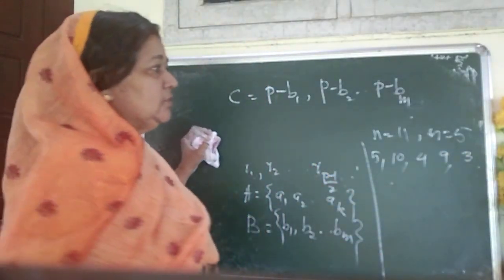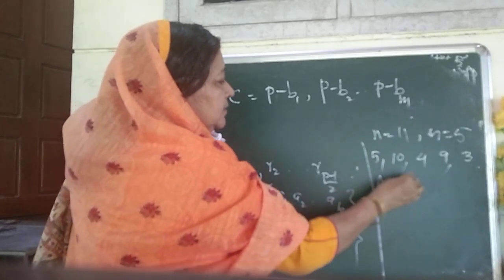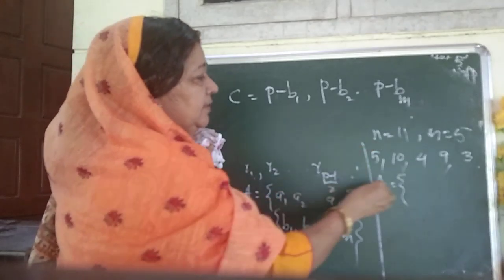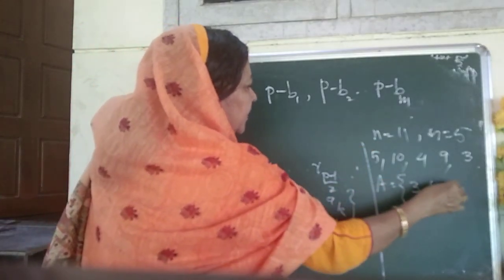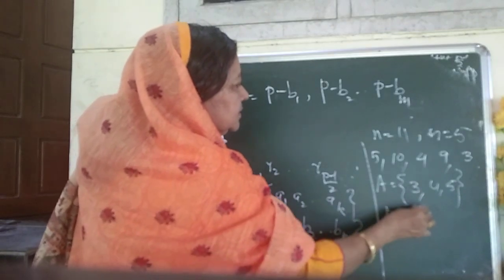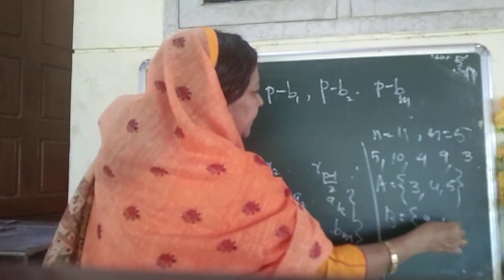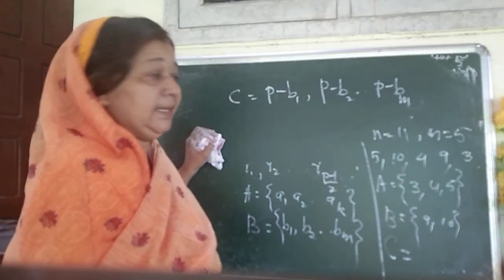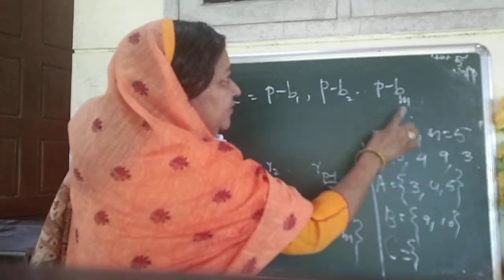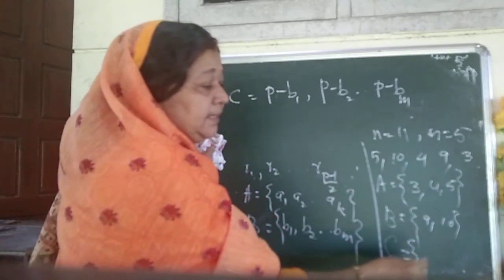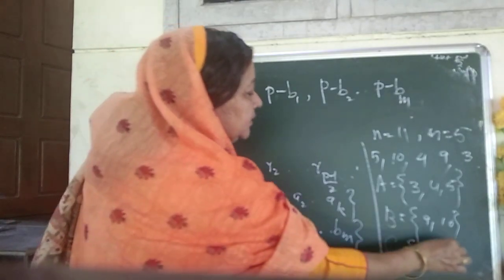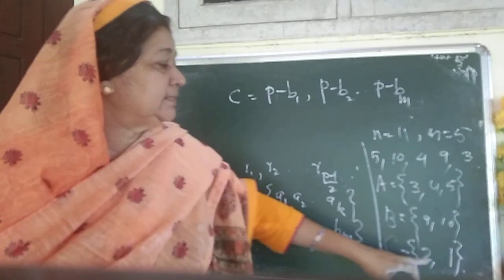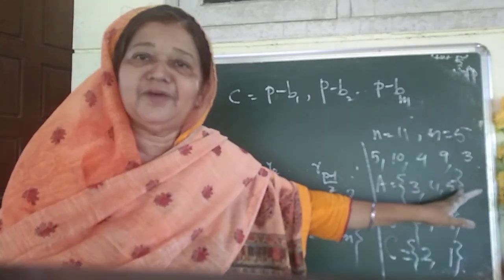So among these 5 residues, that is 1 into n, A contains the numbers less than P by 2, that is 5.5 less than. That is 3, 4, 5. And also B is 9, 10. Then we define C equal to P minus B. Then we have P is 11. 11 minus 9 equal to 2. 11 minus 10 equal to 1. Therefore, what about A union C? A union C equal to 1, 2, 3, 4, 5.